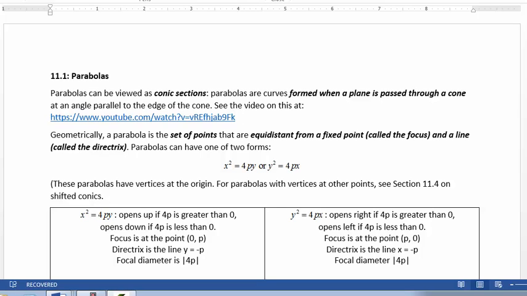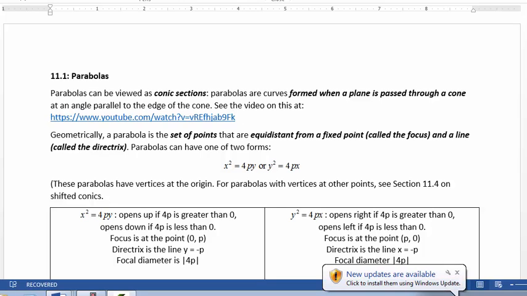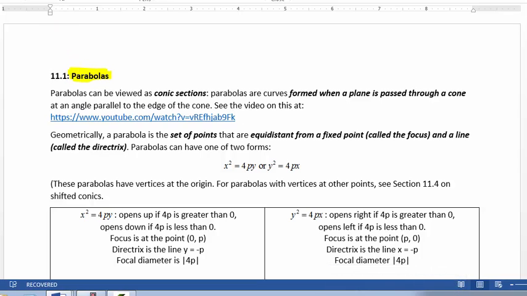We're going to look at section 11.1, which deals with parabolas. And you hear that and you say, well, we've been doing parabolas since intro algebra, right? True, you have, but you haven't looked at them the same way that we're going to look at them here. Here we're going to look at them not as functions, which is really all you've looked at them as in the past, right? But as conic sections.